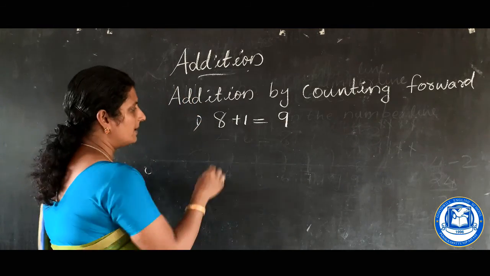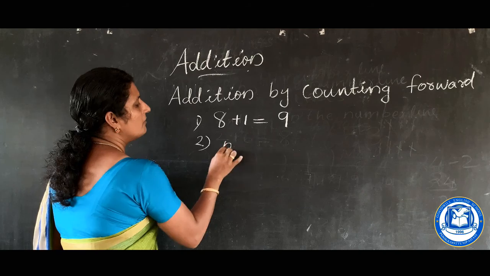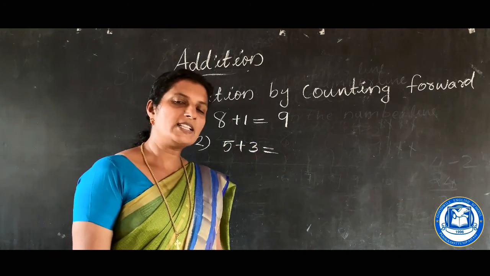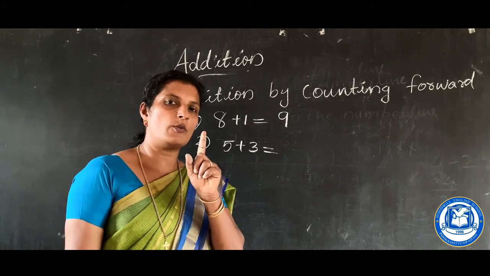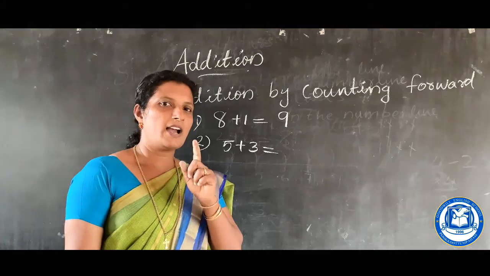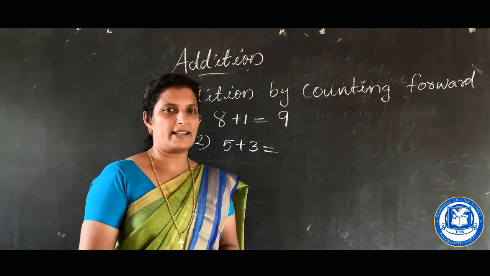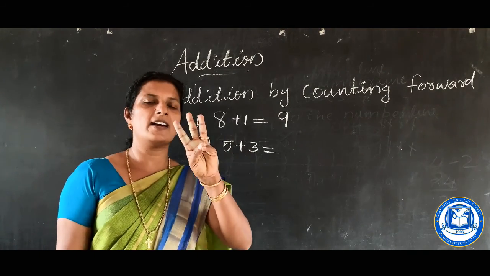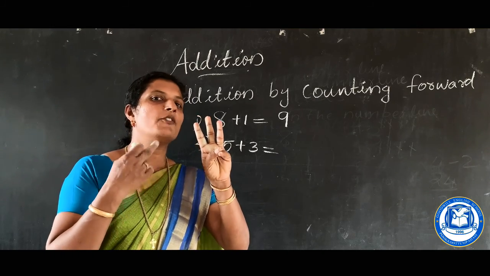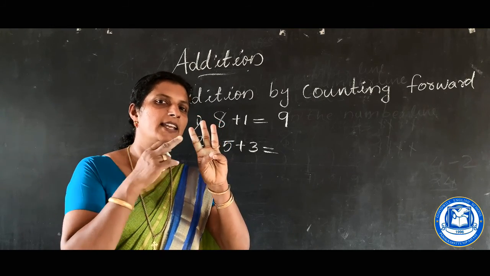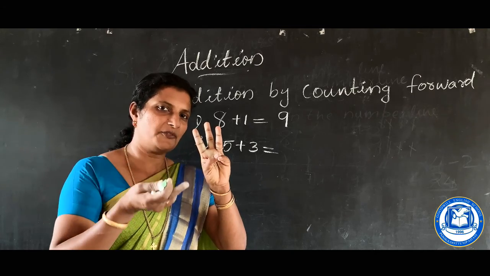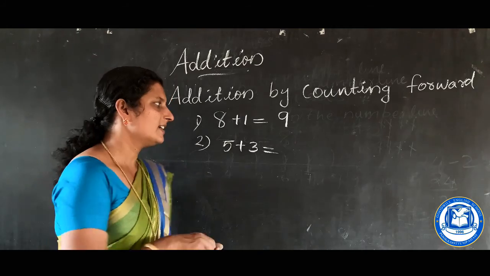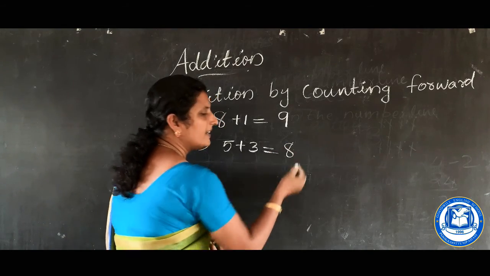I will show one more example. Second question: 5 plus 3. Always we have to keep that big number in the mind. Then we can keep 5 in the mind and 3 in the finger. Once again, 5 in the mind, 3 in the finger. After 5: 6, 7, 8. We got the answer, 8.